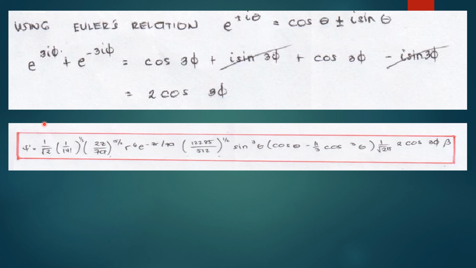So, the final real hydrogen-like atom wave function of n is equal to 7, l is equal to 6, m is equal to positive and negative 3, and spin of negative 1 half is psi is equal to 1 over square root of 2, 1 over 14 factorial raised to 1 half times 2z over 7a raised to 15 over 2 times r raised to 6 times e raised to negative zr over 7a times square root of 12,285 over 512 sine cube theta parenthesis cosine theta minus 11 over 3 cosine cube theta closing parenthesis 1 over square root of 2 pi 2 cosine 3 phi beta. Beta is for the negative 1 half spin.